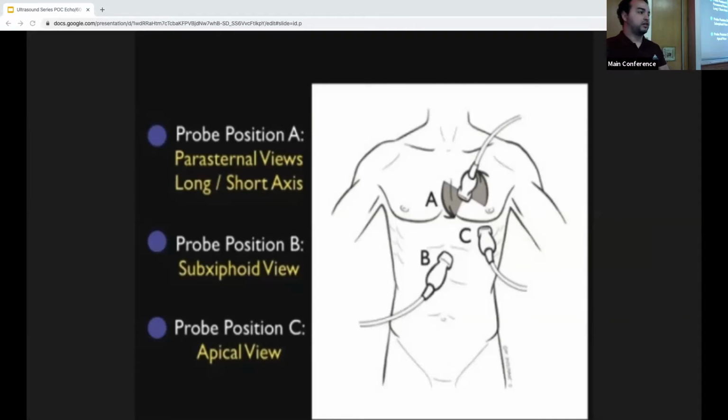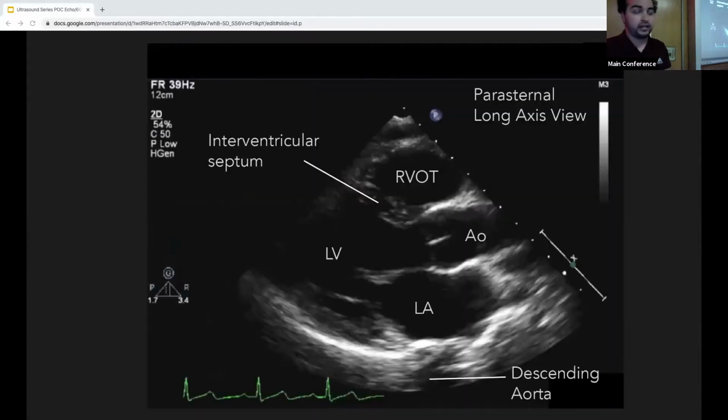A little trick, especially initially trying to find the parasternal long axis, is just moving your probe around in circles until you see something, and then once you see something, stop right there, then make minute movements, fanning and rocking from there. So this is the view that you should get in your parasternal long axis.